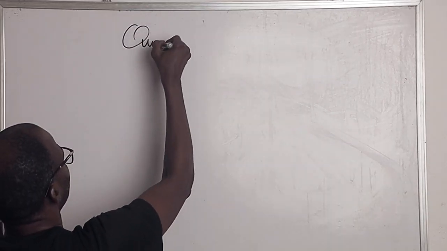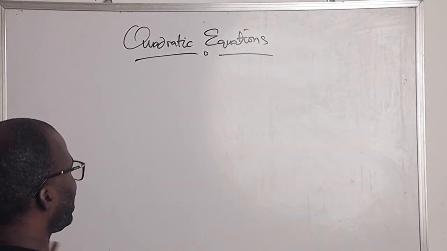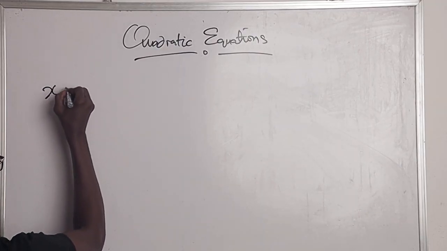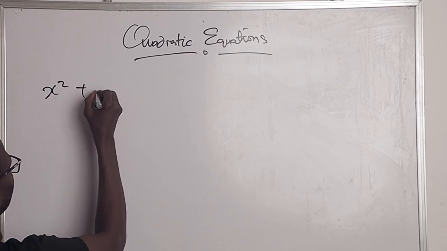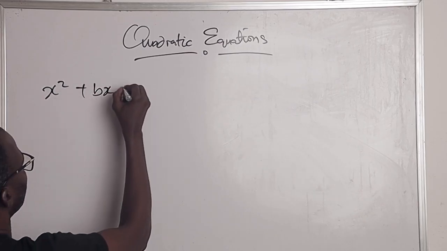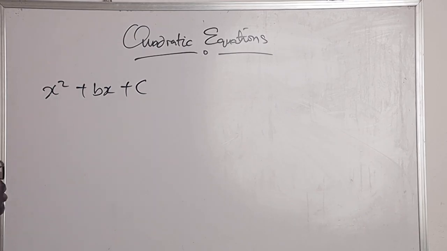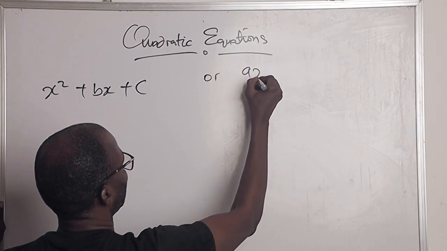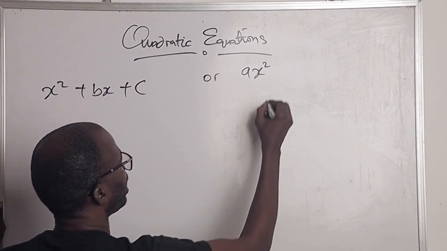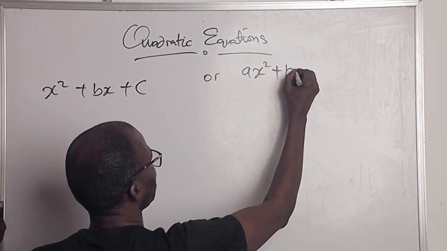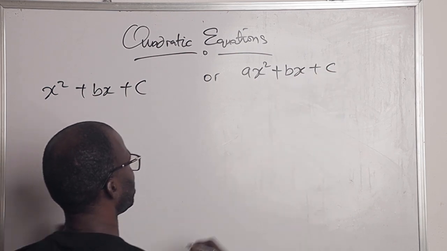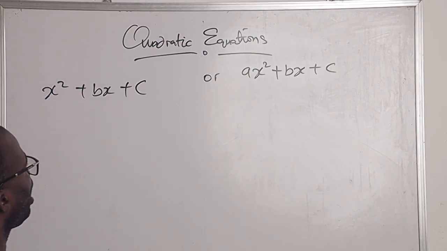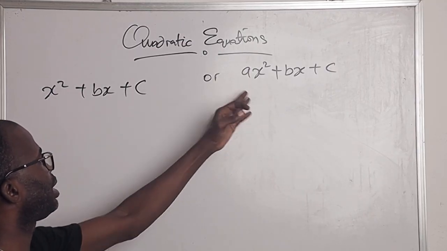In today's class, we shall be looking at quadratic equation. When it comes to quadratic equation, it is either presented in this manner: x squared plus bx plus c, which is the constant, or we say ax squared plus bx plus c. Let me quickly explain here that this and this are basically referring to the same expressions.